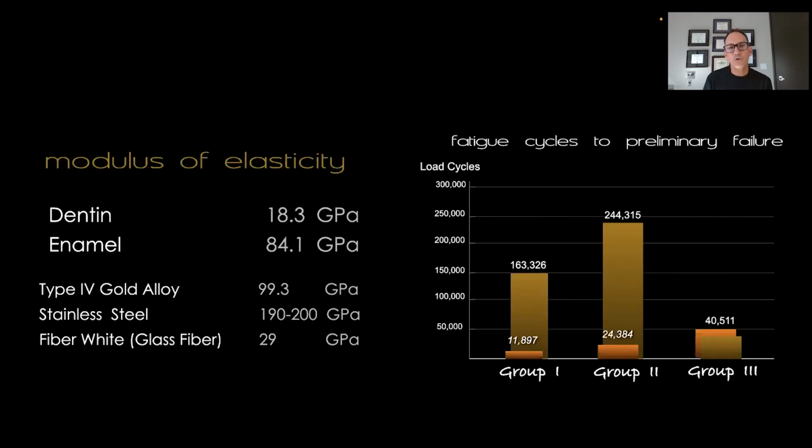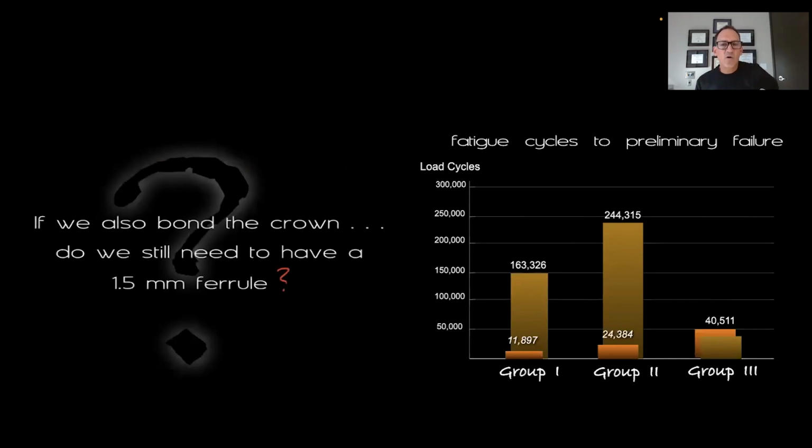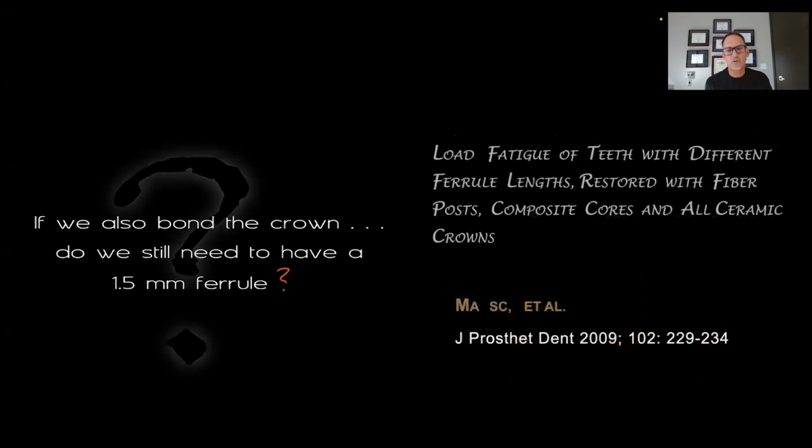So the stiffer posts seem to respond better to fatigue, right? Before failure occurs. And even though there's a big difference between, gold is stiff, stainless steel is significantly more stiff, right? 163,000 versus 244. So then you go, wow, if that's the number of cycles, because remember, the first study used conventional luting and had 4 kilograms and it was 70,000 cycles. This is 240,000 cycles. Maybe, just maybe, if we bonded the crown on top, maybe we don't even need 1.5 millimeters. So this is the last paper that was done.